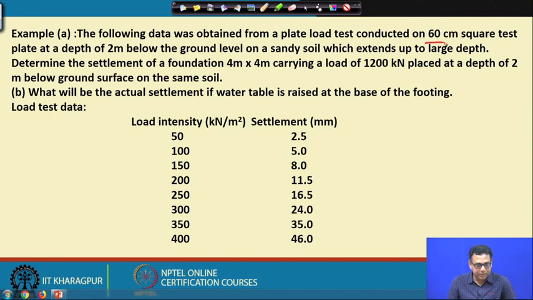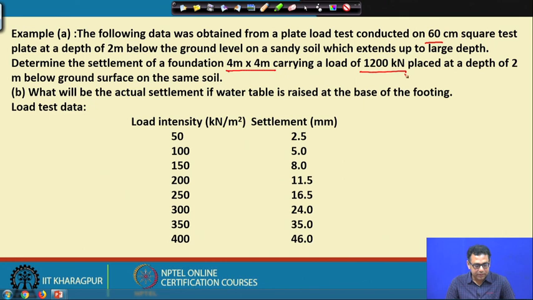Determine the settlement of a foundation of 4 meter cross 4 meter carrying a load of 1200 kilonewton placed at a depth of 2 meter below the ground surface on the same soil. So, that means here the depth of foundation and depth of plate are both the same, so we do not need to apply any corrections.